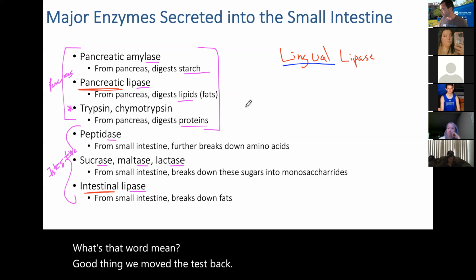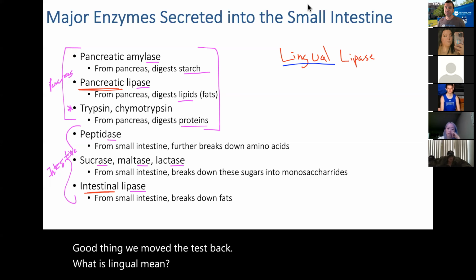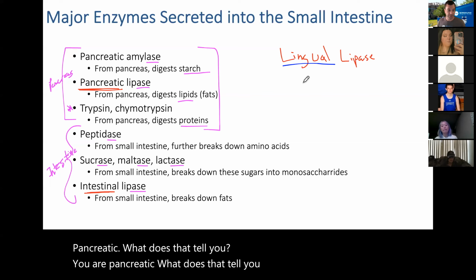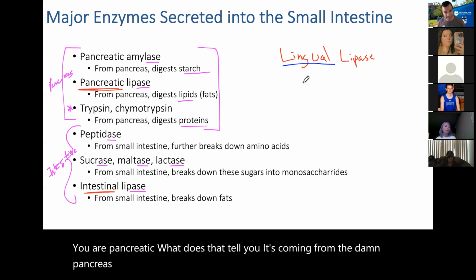What's lingual mean? Tongue. More specifically, the tongue. Pancreatic. What does that tell you? It's coming from the pancreas. Intestinal lipase. What does that tell you? It's coming from the intestine.